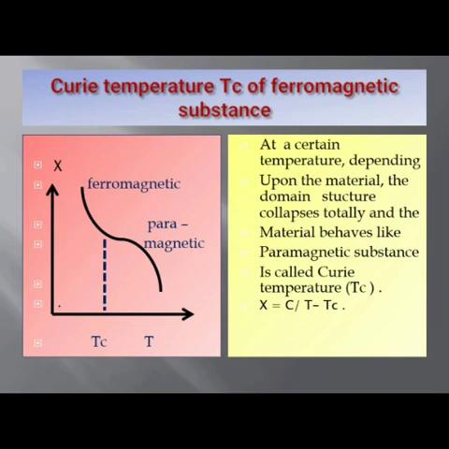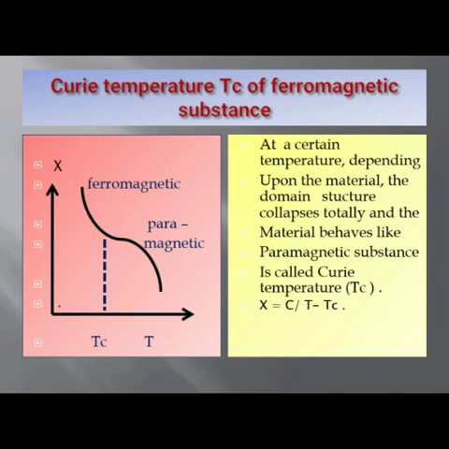Let us understand the effect of the temperature on ferromagnetism. We have seen that in the presence of the magnetic induction, it aligns in a particular direction. But as the temperature of the ferromagnetic material is increased, the domain structure starts distorting, and because of this, the exchange coupling between the neighboring moments weakens. Thus, at a certain temperature, depending upon the material, the domain structure collapses totally and the material starts behaving like a paramagnetic material. It is given by a temperature which is Tc, called the Curie temperature.